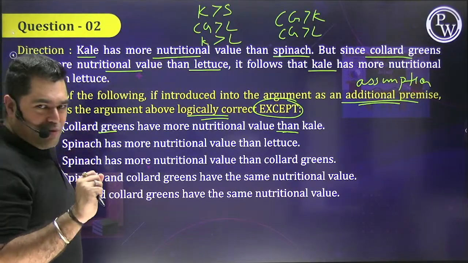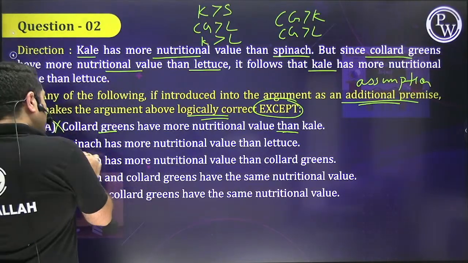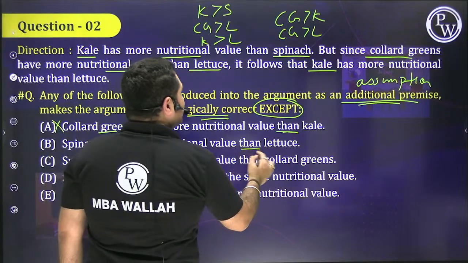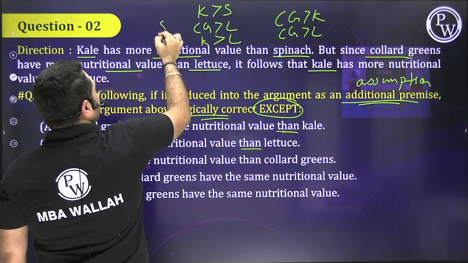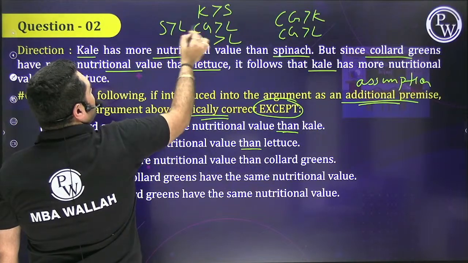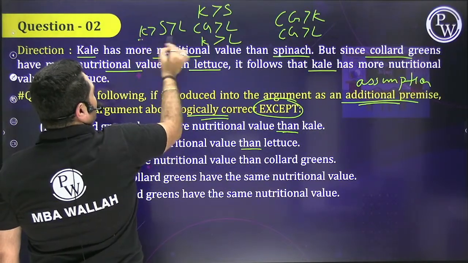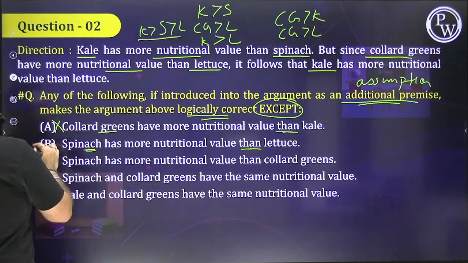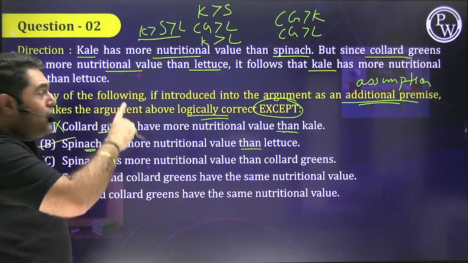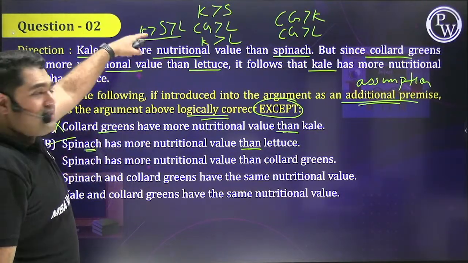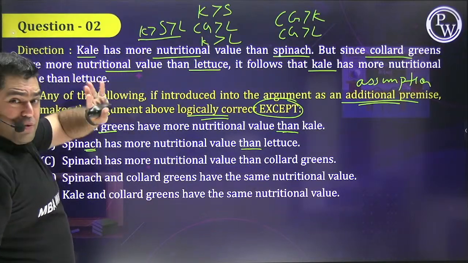But let's look at the other options also. Spinach has more nutritional value than lettuce. Okay? Spinach is greater than lettuce. So people, spinach is greater than lettuce, and 100% kale is greater than spinach. So kale is greater than lettuce. So this option definitely is correct. You have to mark the option that doesn't support it logically. Remember. So B option is eliminated.